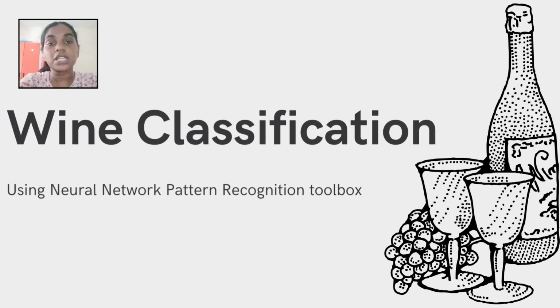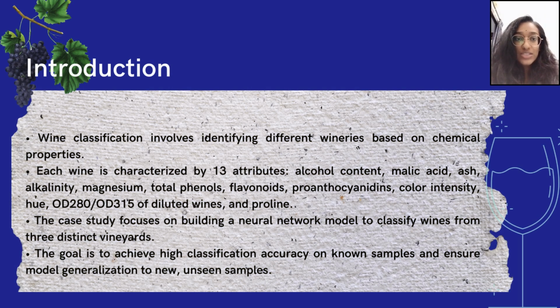Now let's present about the wine classification using the neural network pattern recognition toolbox in Matlab. Now moving on to the introduction. This wine classification actually involves classifying wines from different wineries based on their chemical properties.